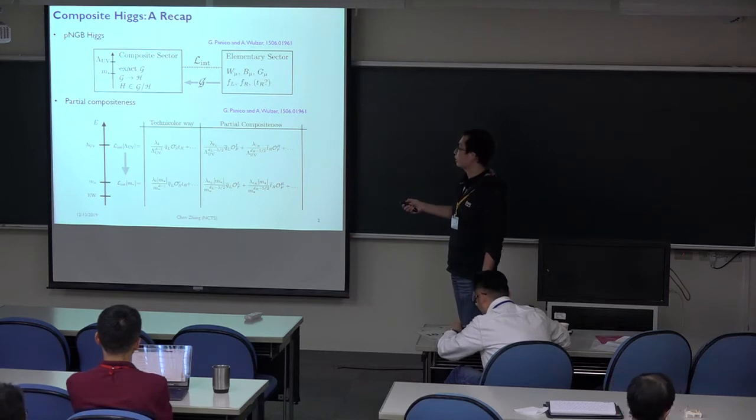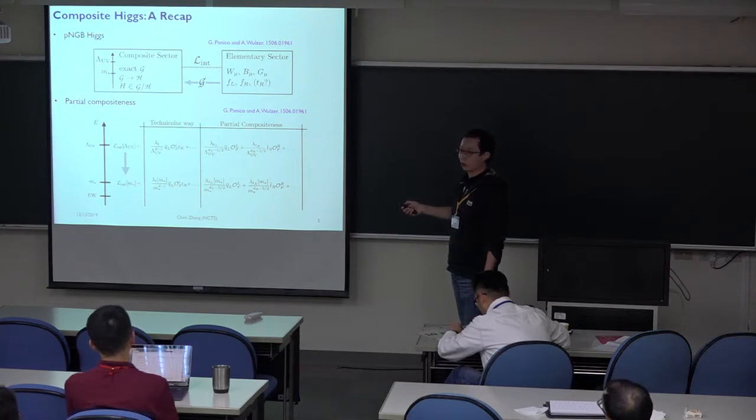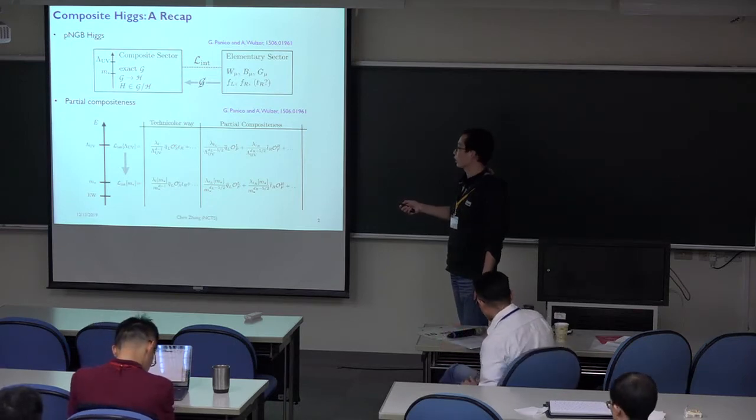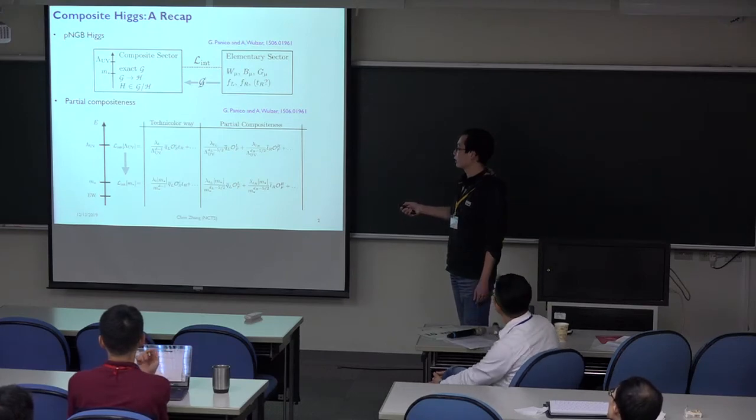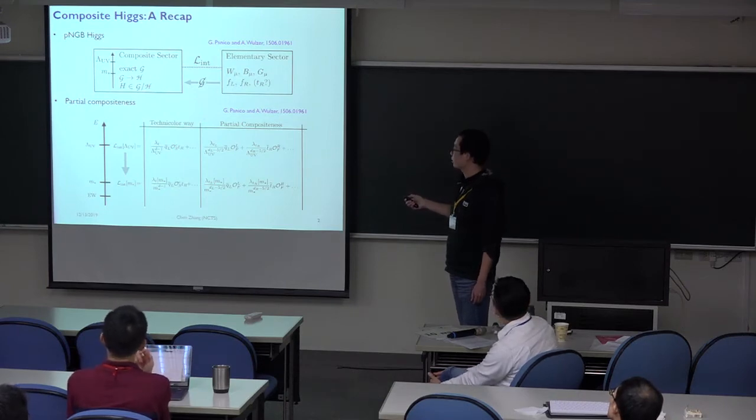When we evolve the theory down from lambda UV to a much lower scale M star, the composite sector confines and exhibits spontaneous global symmetry breaking G to some smaller subgroup H. The Higgs doublet emerges as a Nambu-Goldstone boson of this spontaneous global symmetry breaking. When we couple the composite sector to the elementary sector, which includes all of the standard model gauge fields and elementary fermions, the interaction will explicitly break the global symmetry G and induce a Higgs potential.